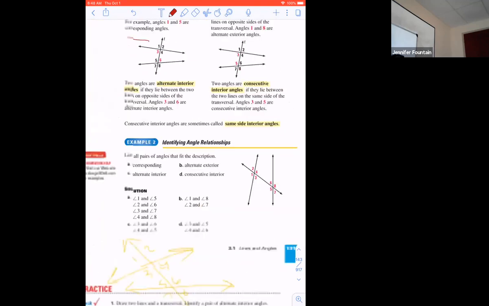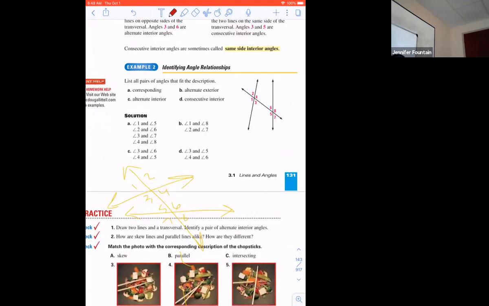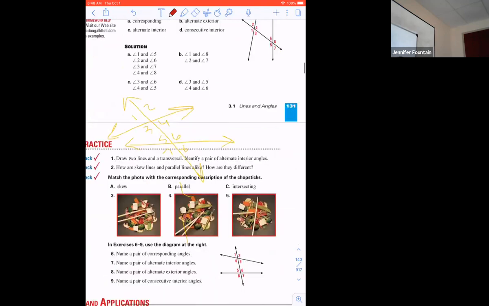So we worked with learning those different relationships, those locations, being able to understand their placement.